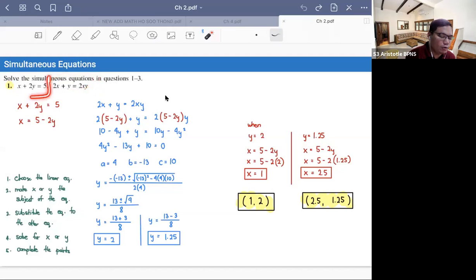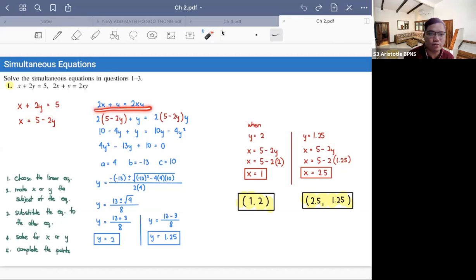All right, so what do we do with this linear equation? We will just express this in terms of y, or in other words, we will just make x the subject of the formula. So that's what I did here. So x is equal to 5 minus 2y.